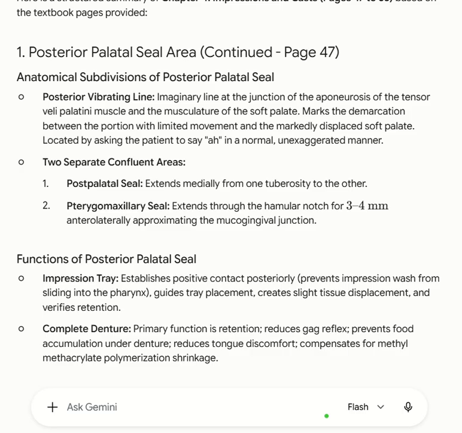2 separate confluent areas, postpalatal seal, extends medially from one tuberosity to the other. Pterygomaxillary seal, extends through the hamular notch for 3 to 4 mm, anterolaterally approximating the mucogingival junction. Functions of posterior palatal seal. Impression tray: establishes positive contact posteriorly, prevents impression wash from sliding into the pharynx, guides tray placement, creates slight tissue displacement, and verifies retention.